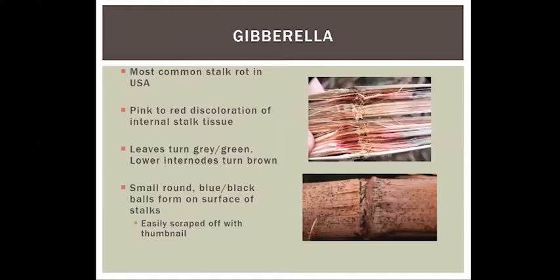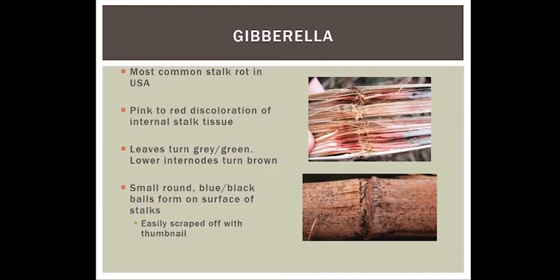So the first one I want to talk about in terms of our stalk rots is Gibberella. And Gibberella is our most common stalk rot that we see in the United States. It's actually Gibberella and Fusarium. When we talk about fungi, there are sexual and asexual states. So Gibberella is actually the sexual state of some Fusarium species.